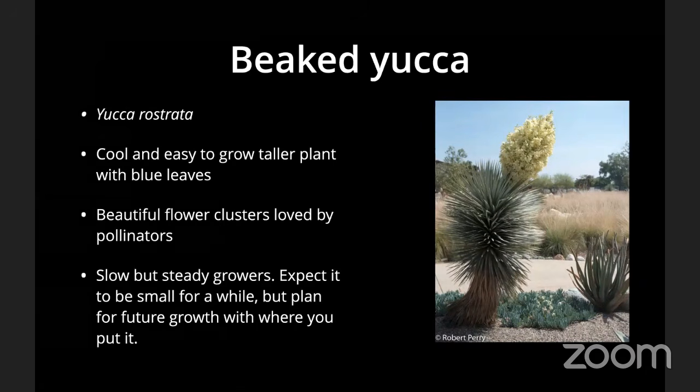And then another larger one that I'm fond of, this is a medium-sized one, so it'll get larger over time on usually a single trunk. Sometimes it'll be a multi-branched column. It starts just as a small rosette and then grows the stalk over time, is beaked yucca. And it also has really attractive blue leaves, and beautiful flower clusters that come every year, are absolutely loved by pollinators. So it's a slow but steady grower. So plant it where you're going to expect it to be small for a while and it'll look good. But over time, when it gets taller, it will also perform well there.